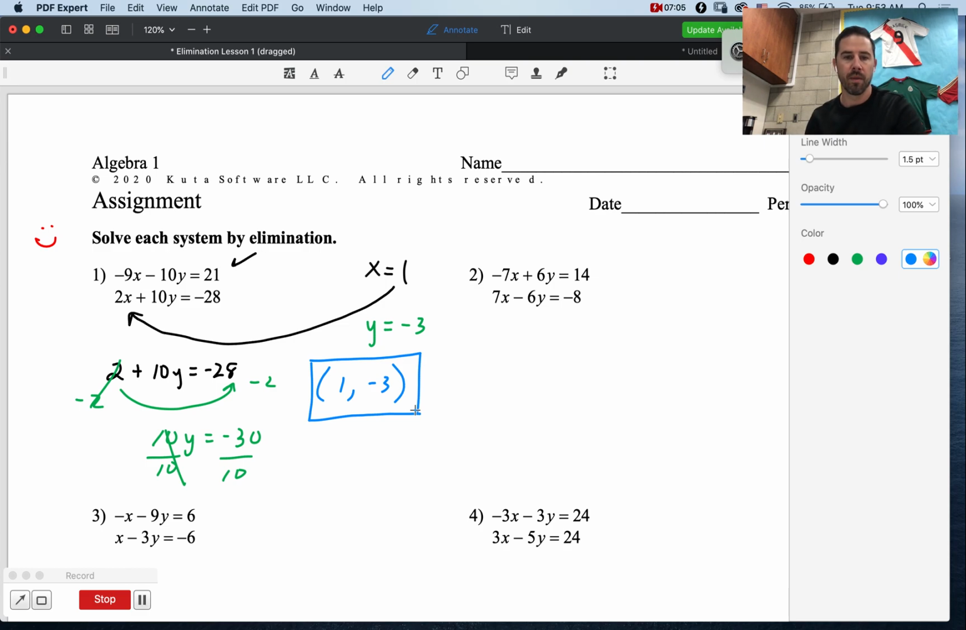Yeah. Okay, if you need to pause it and get these notes down, go ahead and pause it and get them down. But I'm going to shoot over here to number 2.